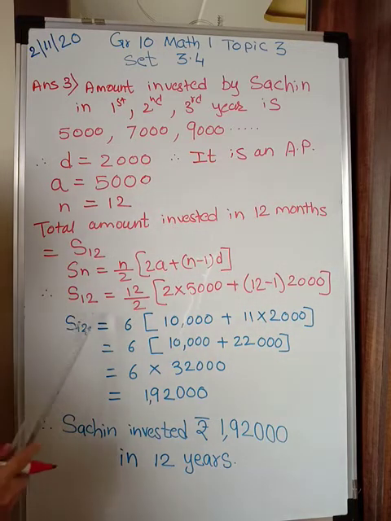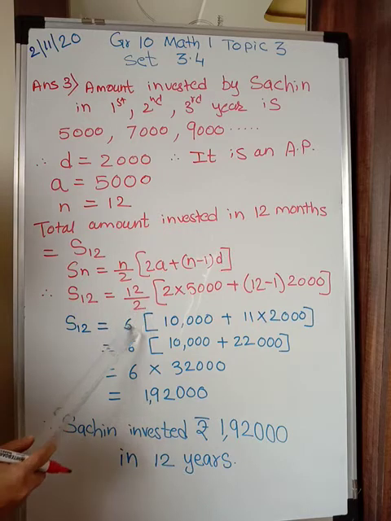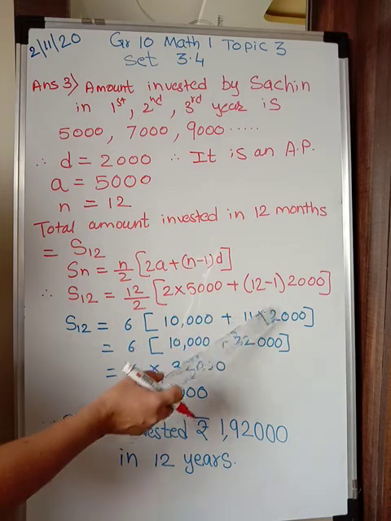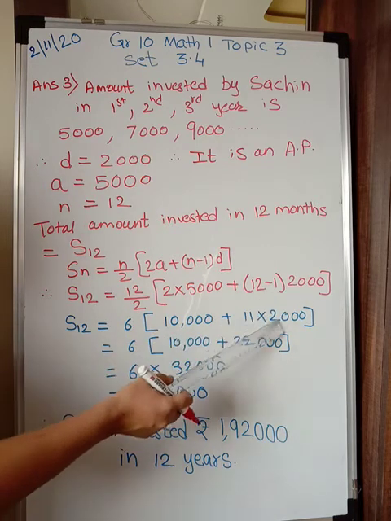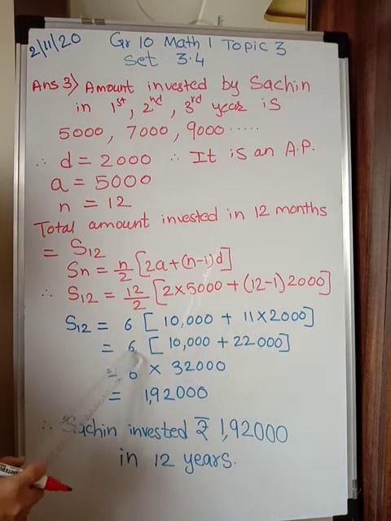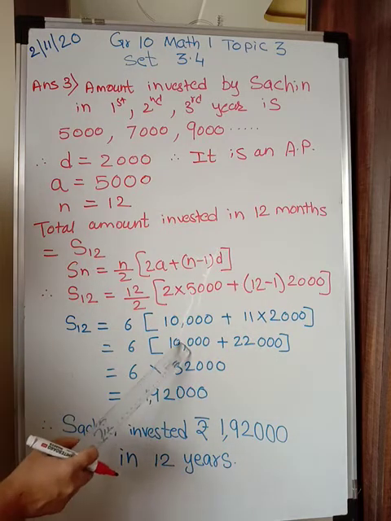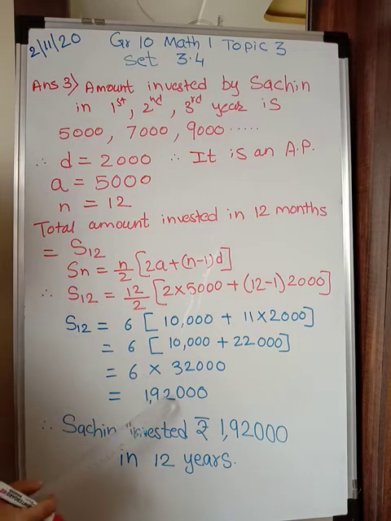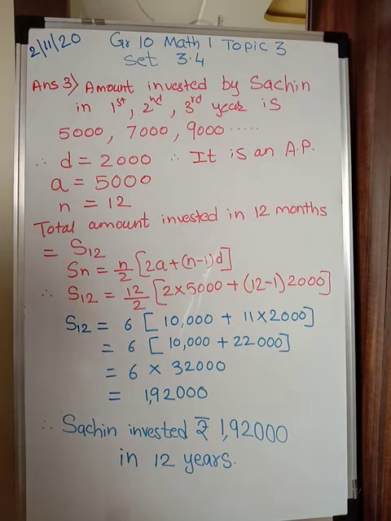So what you get? S12 is equal to 12 by 2, which is 6. 5,000 into 2 is 10,000. 12 minus 1 is 11, into 2,000. Now 11 into 2,000 is 22,000. So in this bracket you have 10,000 plus 22,000, which is 32,000. And 6 as it is. 32,000 into 6 becomes 1,92,000. So Sachin invested rupees 1,92,000 in 12 years. Very easy, and straightforward also.